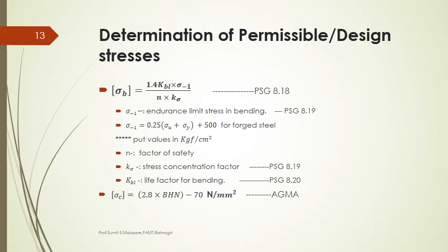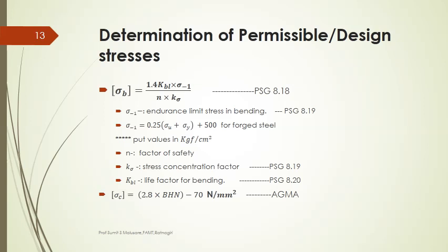So first of all, sigma b designed, go for PSG 8.18. The standard formula is given: 1.4 into KBL into sigma minus 1 upon n into K sigma, where sigma minus 1 is the endurance limit stress in bending. Again, this formula is given on PSG 8.19, and select the standard formula as per the material selected.